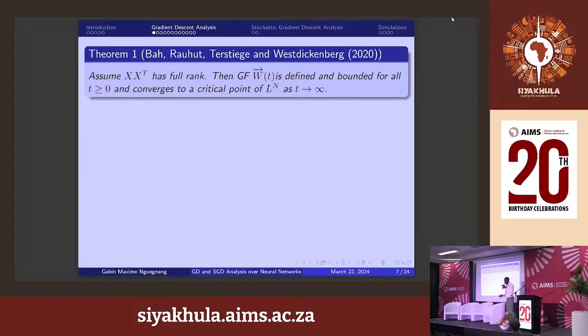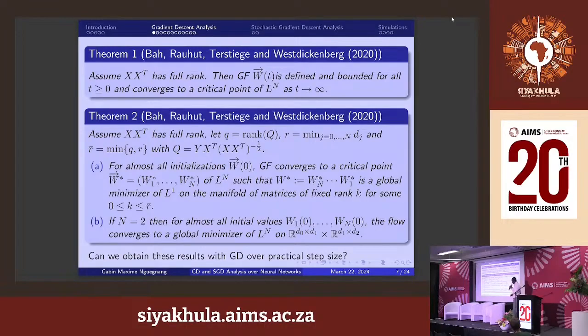With that, they were able to prove that gradient flow will be well defined and will stay bounded, and more importantly, it will converge to a critical point. They complement this result by also providing, for almost all initializations, the convergence of gradient flow on a manifold of a fixed rank. This corresponds to a global minimum of L1, which I presented earlier. And this is in the case of 3 or more layers.